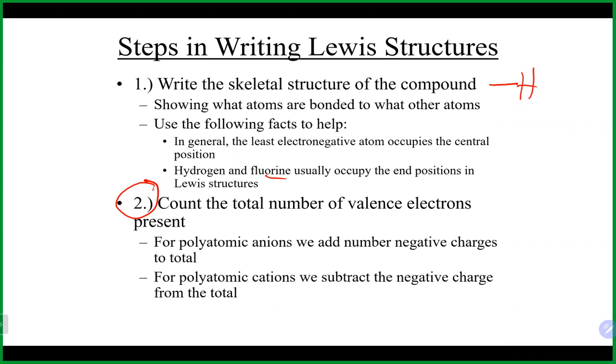Sometimes people go, well, nitrogen had 5 and this guy had 7, so shouldn't they get this many and that many? You want to think about the electrons as not really belonging to any one atom.